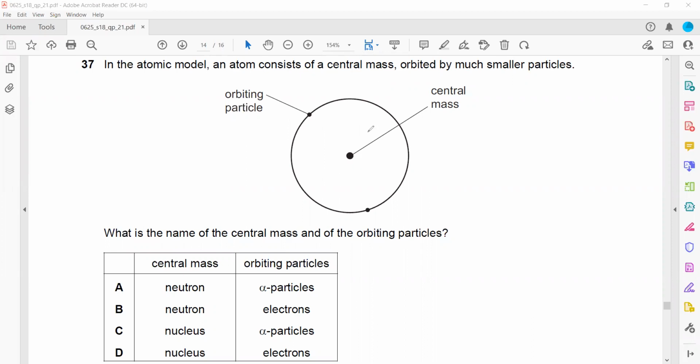The central mass is due to the neutron and proton, and what we call the central mass, we call that the nucleus. And the particles which are revolving around, we call those electrons. So the central mass is a nucleus and the orbiting particle, the particle moving around, is the electron. So D is the right answer for this.